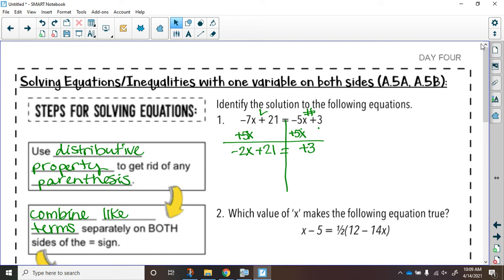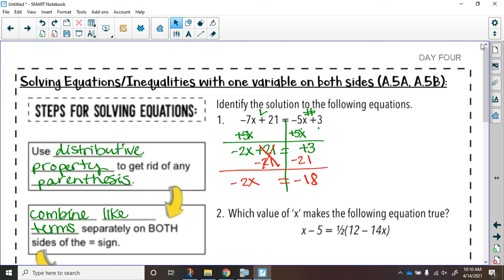So now all of my letters are on the left. I need to move my numbers to the right. So I need to move that positive 21 to the other side of the line. And when I cross the line, I change the sign. So I subtract 21 from both sides. When we do this, I have negative 2x equals 3 minus 21, which is going to give us a negative 18.